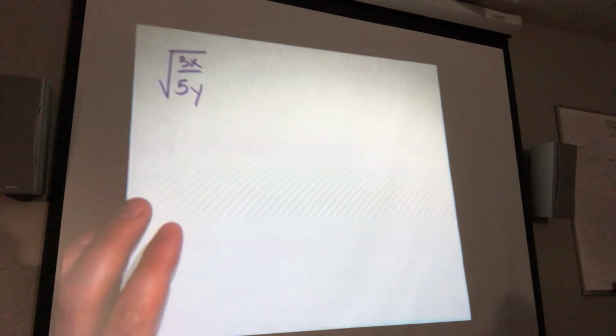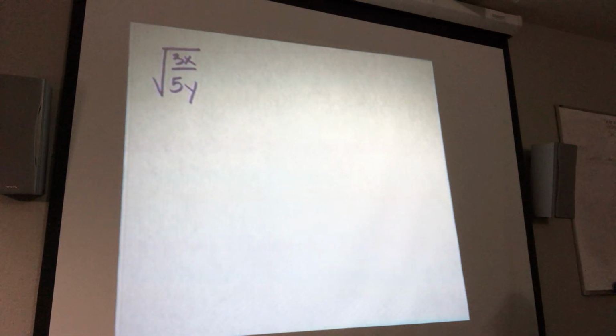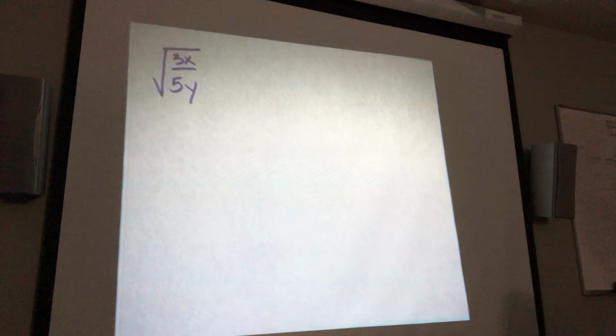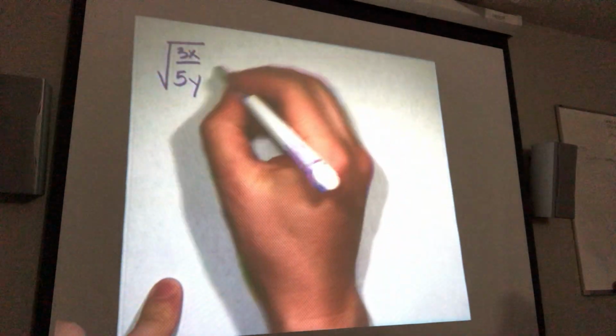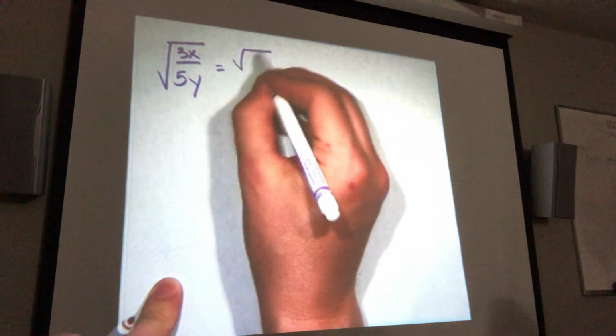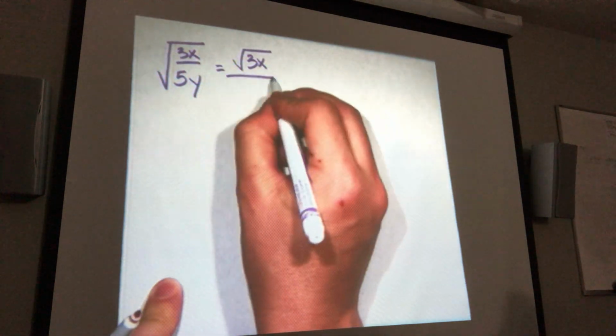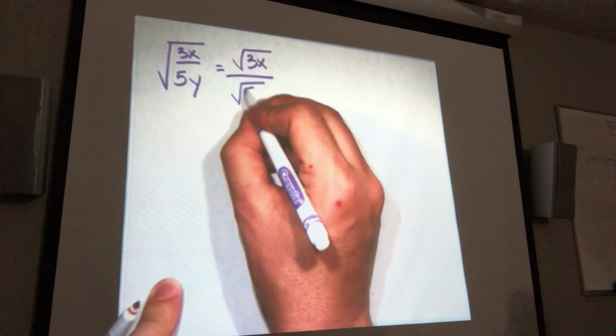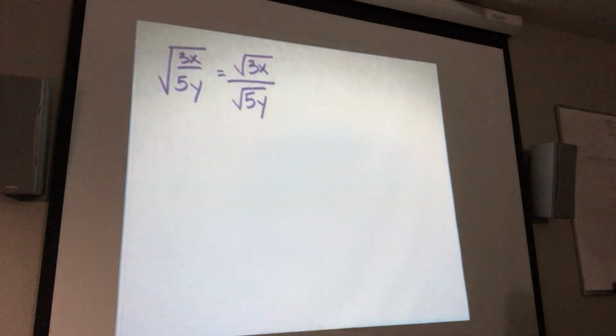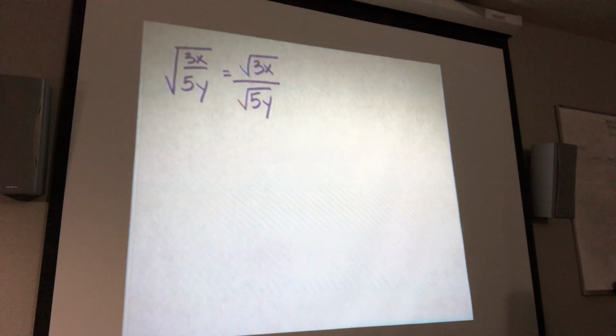Let's do square root of 3x over 5y. What do you think we should do first? Separate. I think separated is a good idea. I like that plan. Really, one of the big reasons we separate them is because if the numerator looks like trash, we don't care. By separating them, we can focus just on what the important thing is, which is that god-awful denominator.